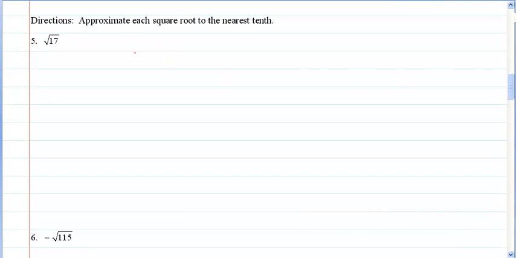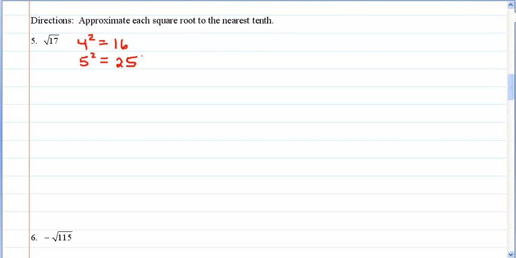Now sometimes we get numbers underneath the square root symbol that aren't perfect squares. For example, number 5, we have the square root of 17. Now 17 happens to be prime, but the important thing here is not that the number's prime, but that it's not a perfect square. So what I'm going to do is find the two perfect squares that 17 is in between. And 4 squared is 16, 5 squared is 25.